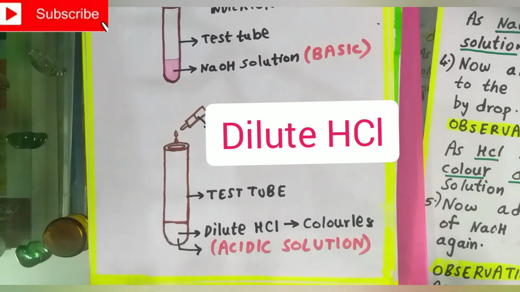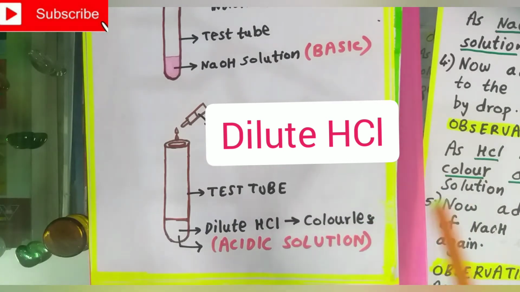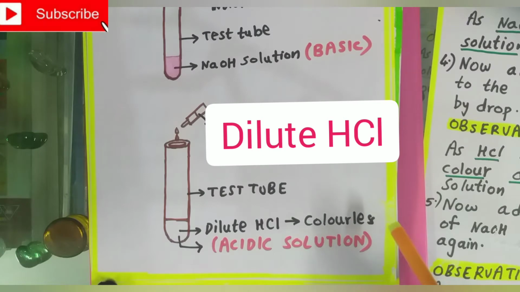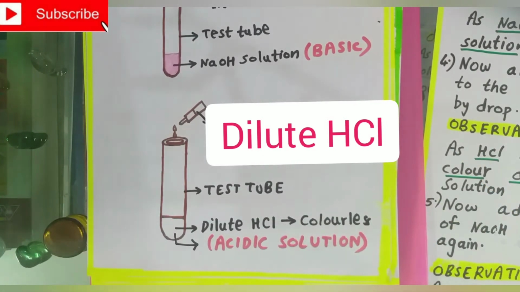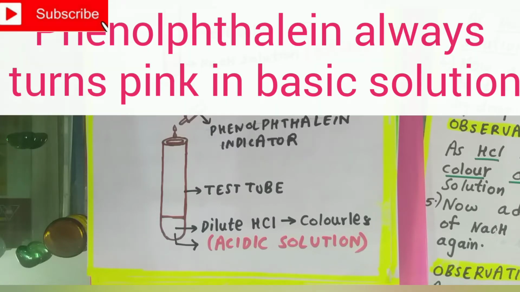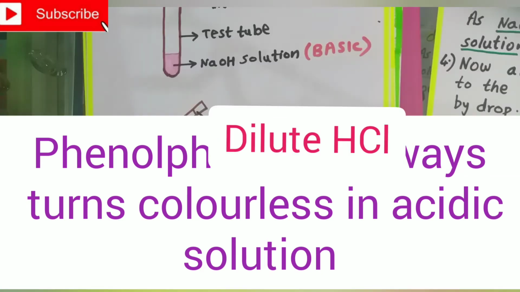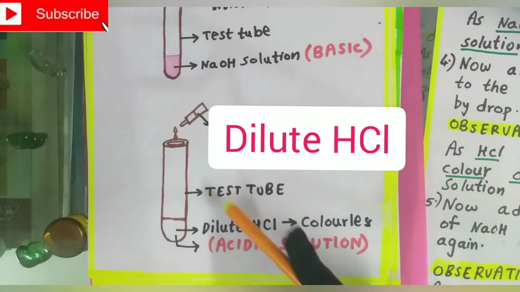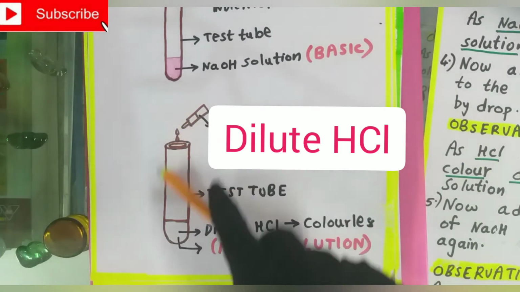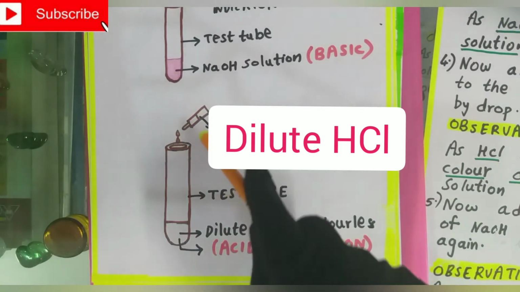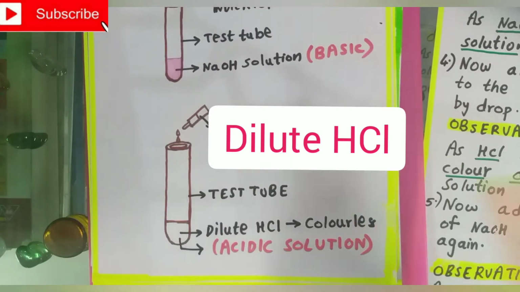So why is this changing to colorless? For the phenolphthalein, as you can see on the screen, phenolphthalein indicator, as I said, is used to know whether it is an acid or base. How do we know whether it is an acid or base? By the change in color. So phenolphthalein always turns pink in case of basic solution, and phenolphthalein always turns colorless in acidic solution. So here we observe that when we add dilute HCl to the test tube, it is changing to colorless. That indicates that the substance is acid. Now base is being turned to acid. That is what we got to know by our observation.